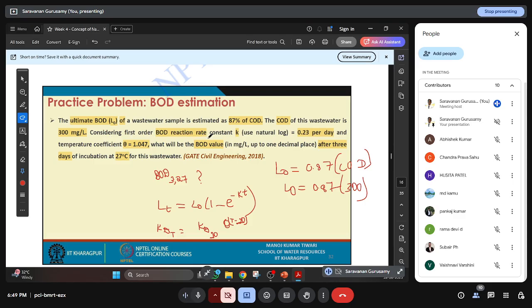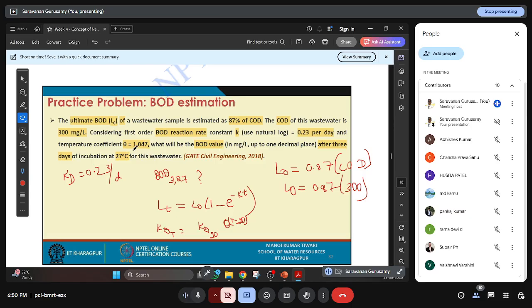Considering the first order BOD degradation, any microbial process will be first order only. Any adsorption process may take first order, pseudo first order, or second order decay, but microbial degradation will always follow first order kinetics. So the BOD reaction will be first order. That's why the formula is LT equal to L naught into e power minus KT. They are asking to consider the first order BOD degradation rate constant K as 0.23 per day. Always the constant unit is per day.